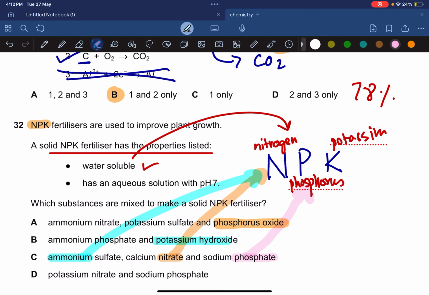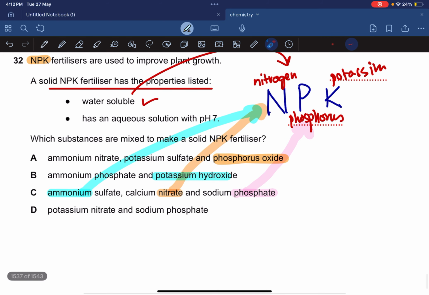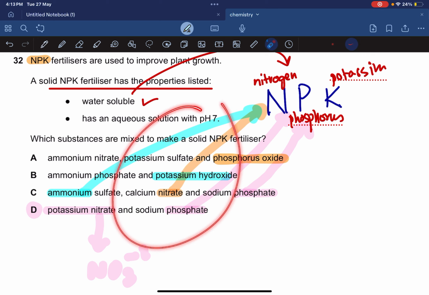But one thing I still don't have is my potassium. I need my potassium as well, this K. So that's why I'm going to use the last one, which has everything. It has potassium nitrate, where the potassium gives me my potassium. Nitrate is going to give me my nitrate ions, NO3-, and the phosphate is going to give me my phosphorus. So that's why I am going to go with option D. So that's the thought process behind all of this.